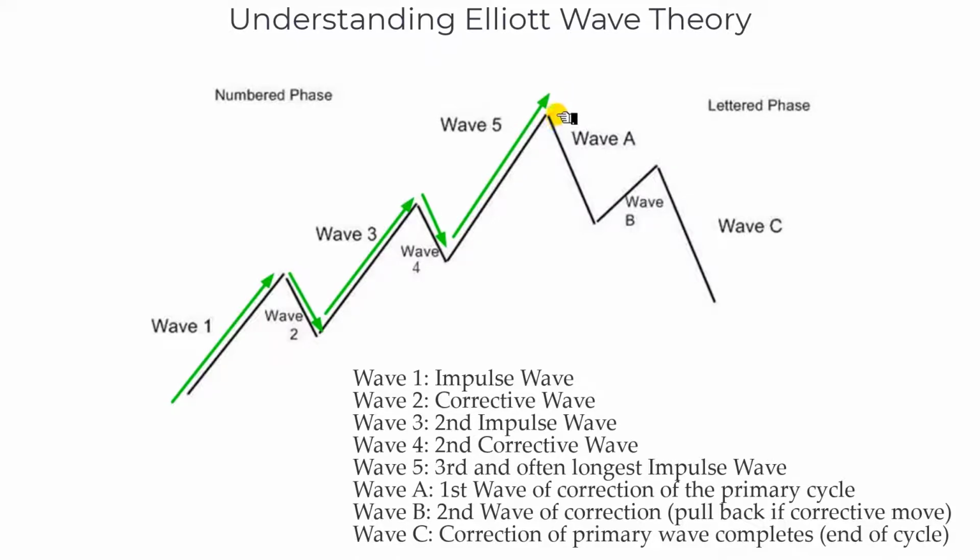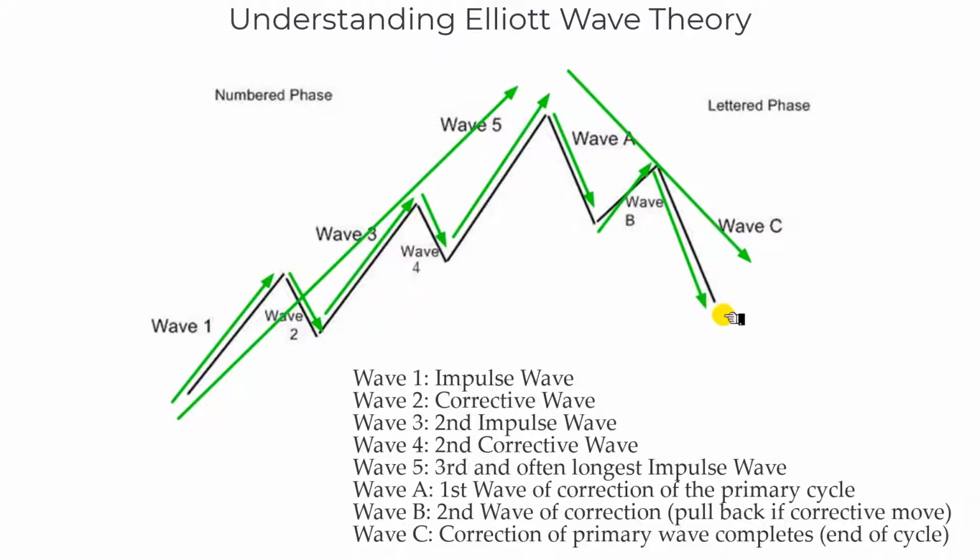And then we have wave A, which is the first wave of the correction of the primary move. So if we suggest this here is the primary move, and this is the overall correction of that primary move. So we have wave A, the first correction. Wave B is the second wave of the correction, a pullback of the corrective move up here. And then we have wave C, which is the final wave of the cycle. And after this, we would potentially be ready for the next leg up.